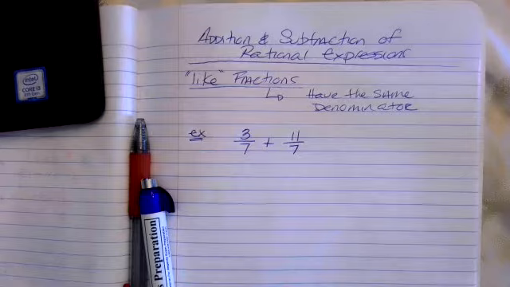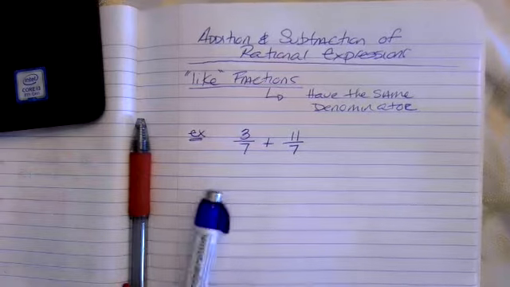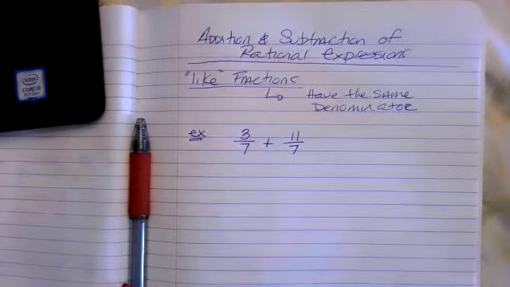So in this section, we're performing addition and subtraction of rational expressions. And when we add or subtract rational expressions, or add and subtract fractions, we could have like fractions or unlike fractions. Like fractions have the same denominator. So in this example I wrote here, we have 3 over 7 plus 11 over 7.